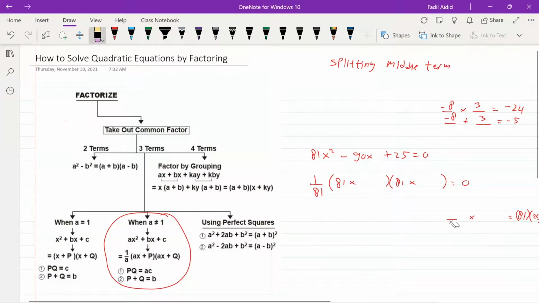But you can use the perfect square formula only if the a and c are perfect squares. So there is a chance that if the first and the last term are perfect squares, you can use the perfect square formula.